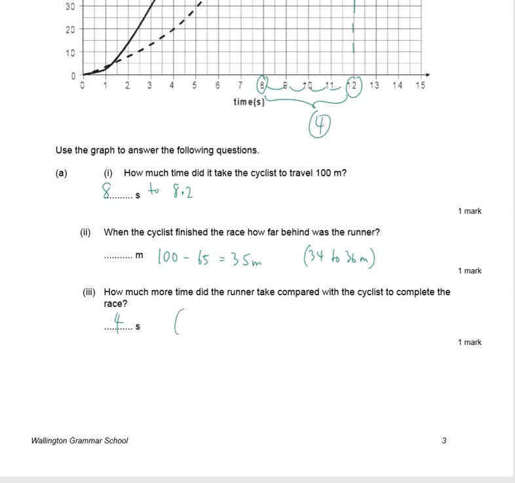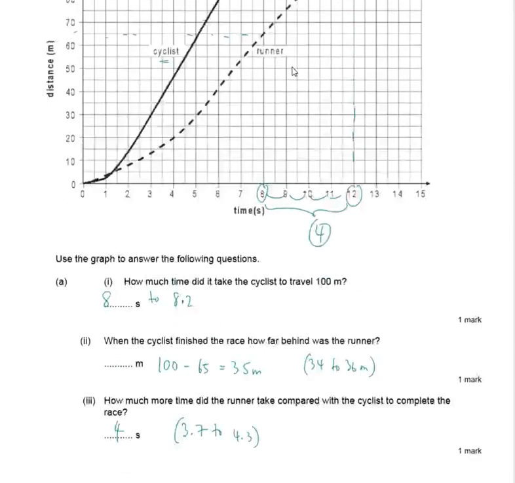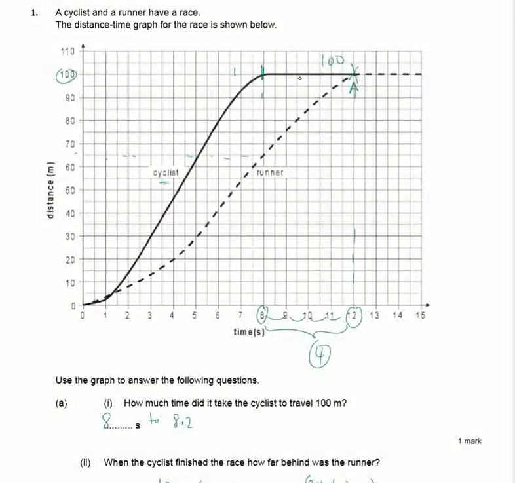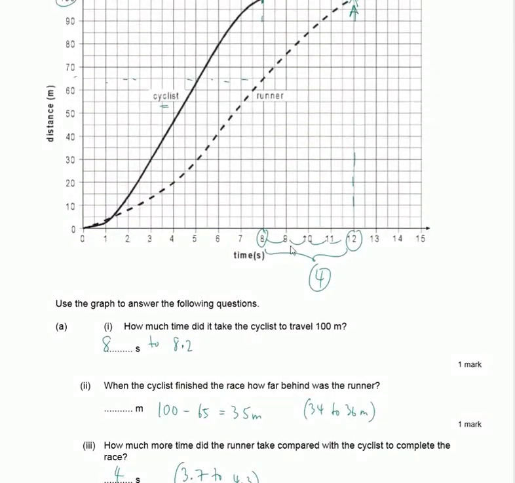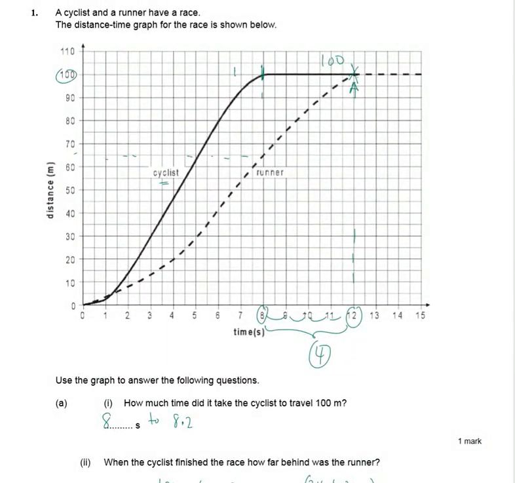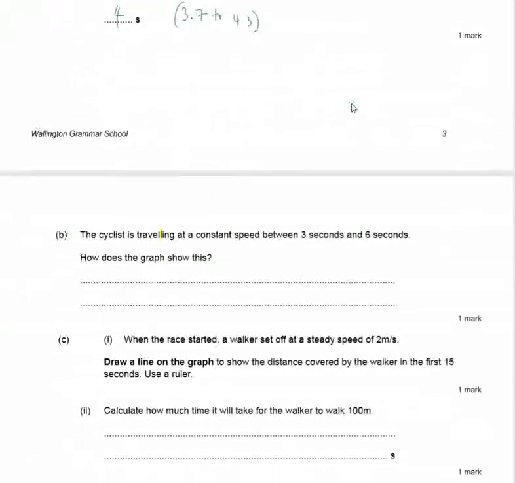Now the mark scheme allowed an answer between 3.7 to 4.3 if you misread some of those points. However, this is the range, 4 seconds, as you can see here, because the cyclist reaches it at 8 seconds, and then 4 seconds later, which is 12, that's when the runner reaches 100 meters. Good. Now let's keep going. The cyclist is traveling at constant speed, meaning the speed stays the same.